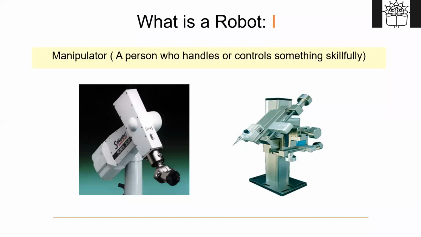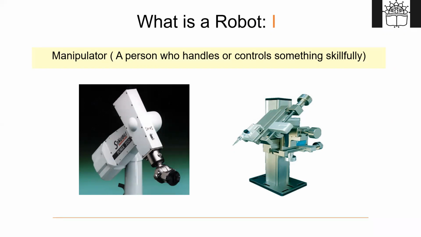Now, what is a robot? First thing, it should be a manipulator. The dictionary meaning of manipulator is a person who handles or controls something very skillfully. If you can see the two pictures, you will get an idea that being a robot, it will go precisely to a coordinate.